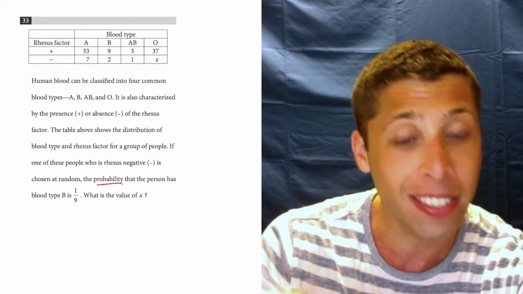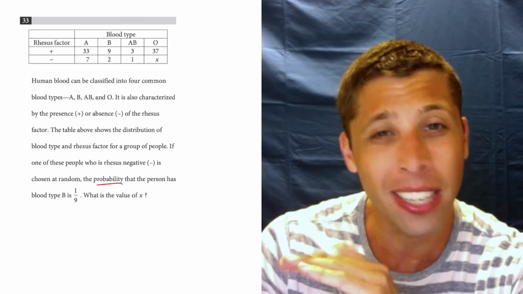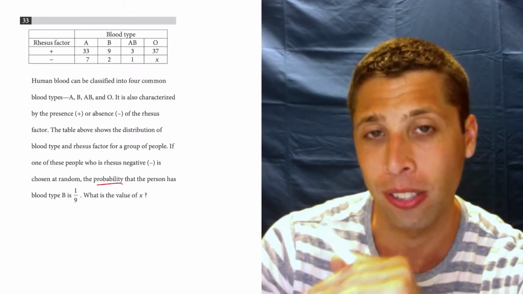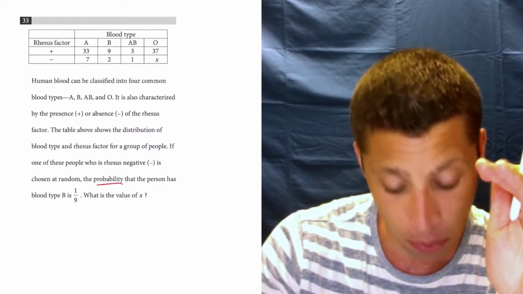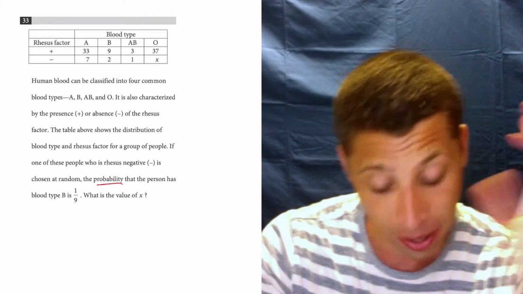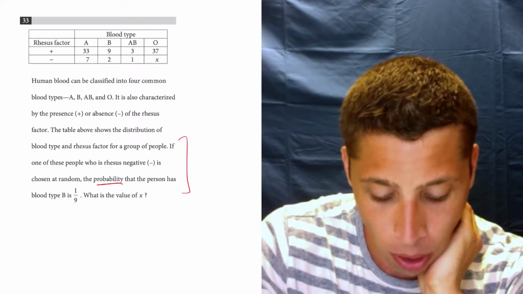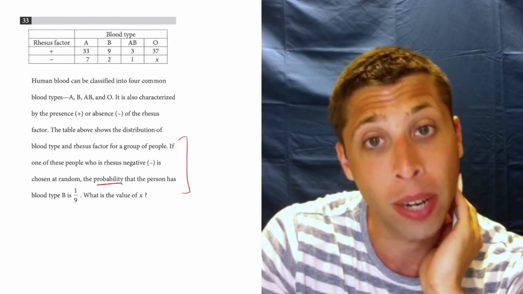Now on the ACT, there's a lot more probability you need to know and memorize. But the SAT, it's not really about probability. It's about fractions. And so we have to understand what that actually means. So first and foremost, most of the story goes away. The only thing that matters to me is going to be right here. If one of these people who is rhesus negative is chosen at random.